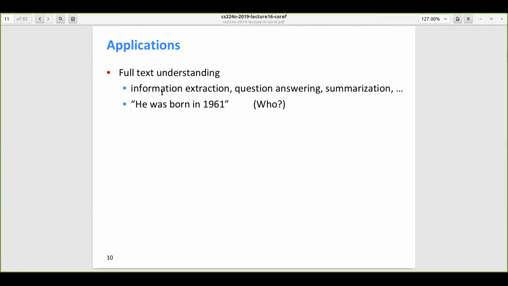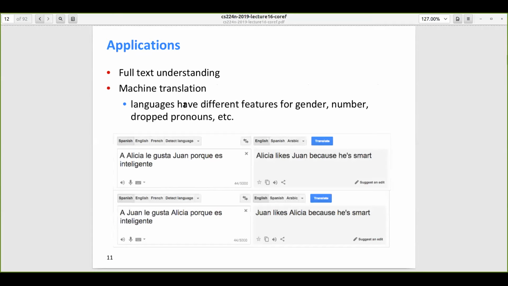So text understanding is one application of coreference resolution. And another one is machine translation. Different languages have different features. For example, there are languages which don't have pronouns at all. So when you're trying to do machine translation from a language that uses pronouns to another language that doesn't, it becomes critical to figure out how the coreference works there.